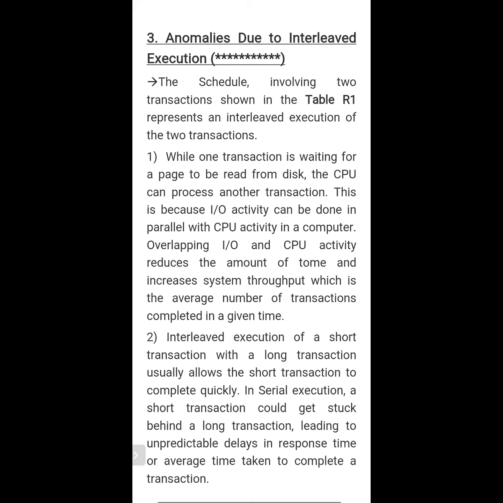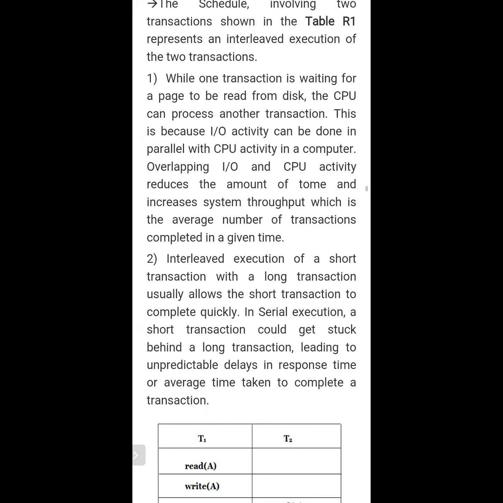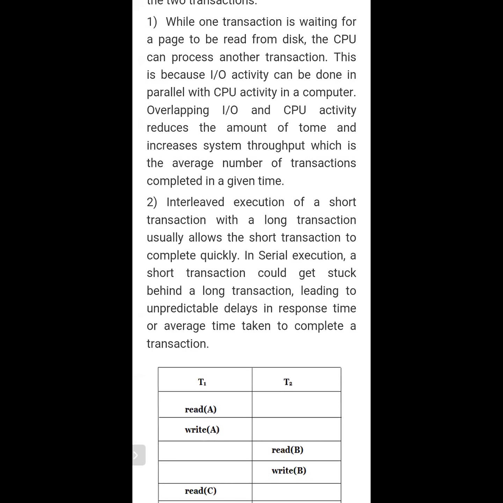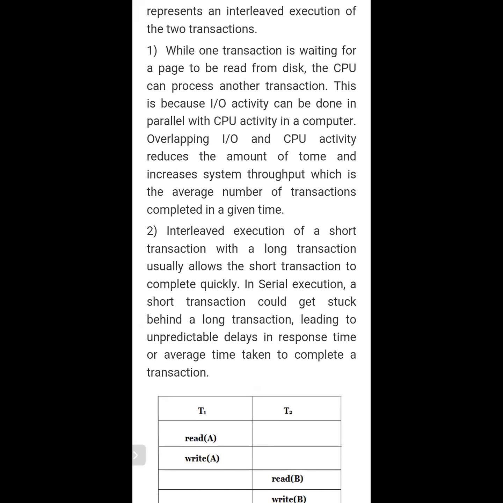The scheduling involving two transactions shown in the table represents interleaved execution of two transactions. While one transaction is waiting for a page read from the disk, the CPU can process another transaction. This is because input-output activity can be done in parallel with the CPU activity in a computer. Overlapping output and CPU activity reduces the amount of time and increases system throughput, which is the average number of transactions completed within a given time. So if we observe here, the CPU will perform some other activity while here we are performing some waiting operation. Why? Because we need to execute more transactions within a time.